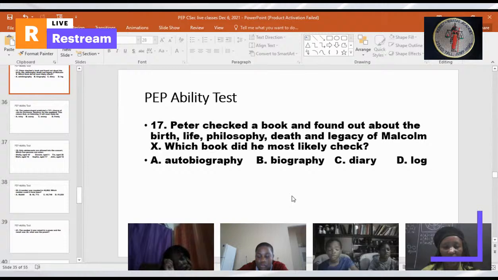That is correct. Why not an autobiography? Miss, because the autobiography would mean that he wrote it himself. So why couldn't he have written it himself? Because it talks about his death. That's correct. Because it says the death and legacy, we know it couldn't have been Malcolm who wrote it. So it has to be a biography. Someone else wrote about his life.